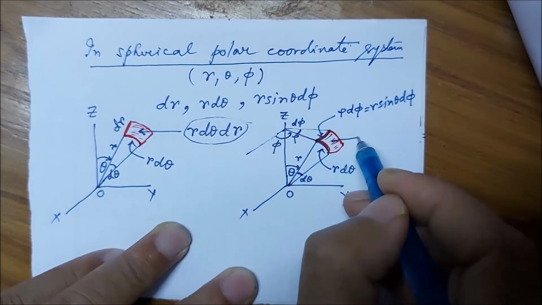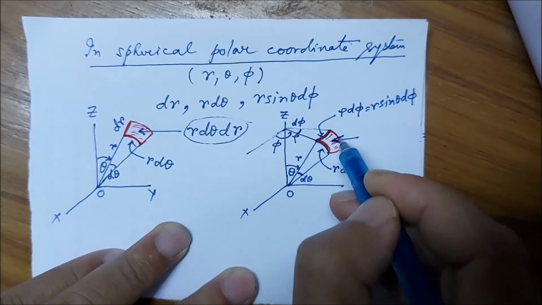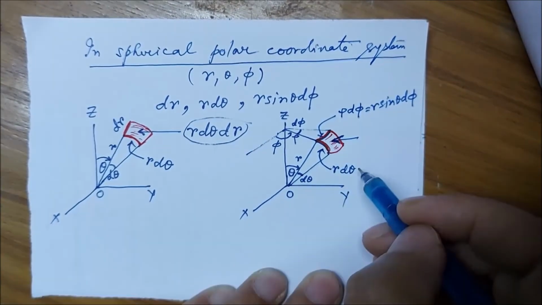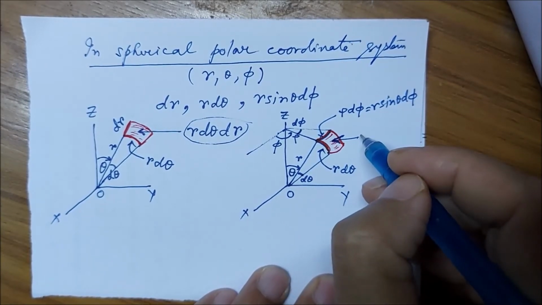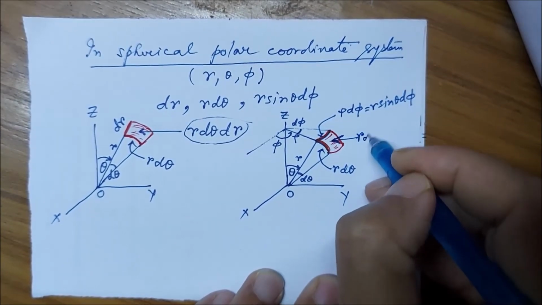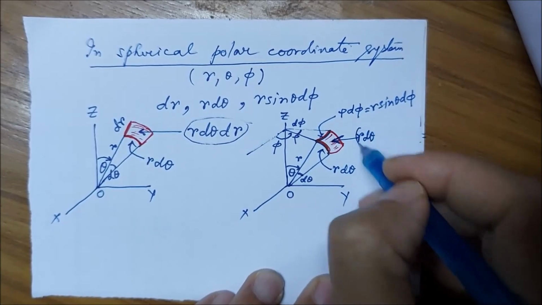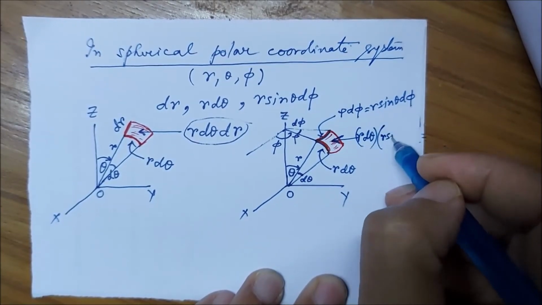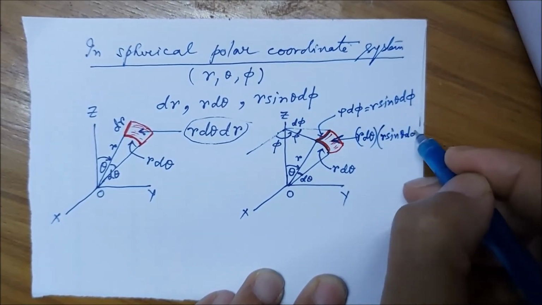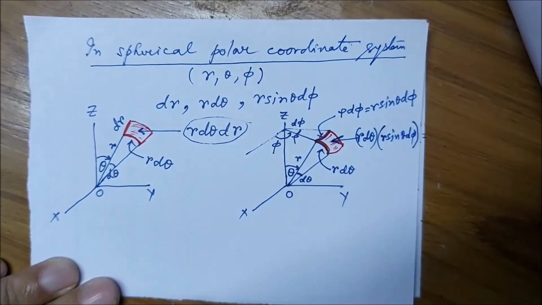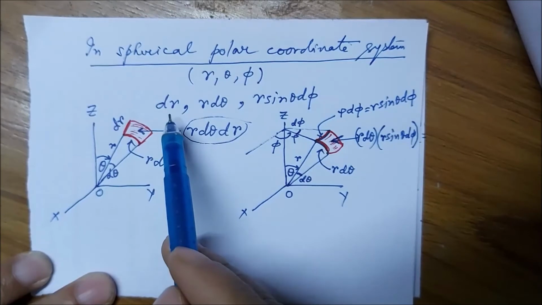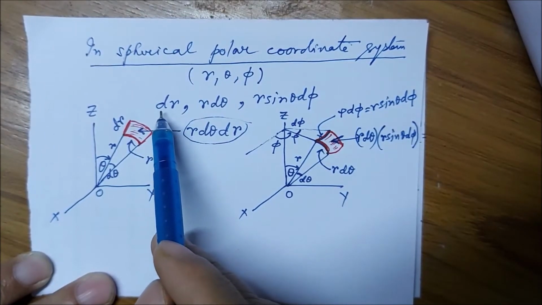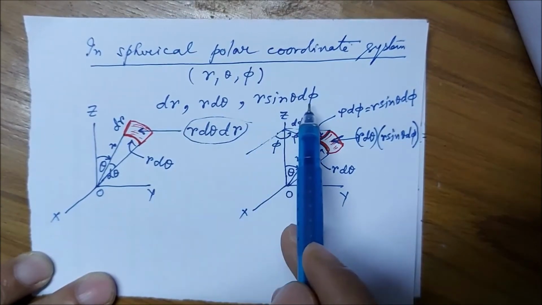And therefore this area will be the product of these two length elements, which is r d theta into r sine theta d phi. We now build a surface element by taking the product of dr and r sine theta d phi.